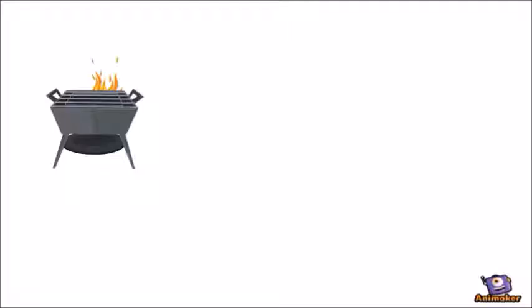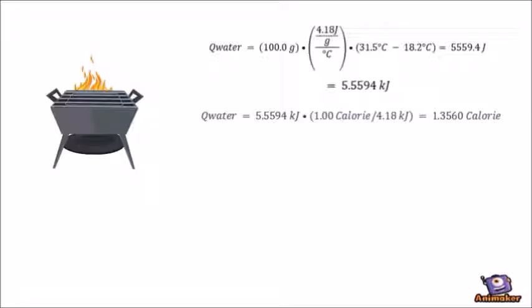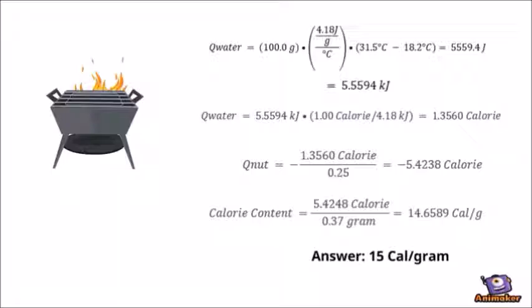Using the formula heat of the water equals mass times specific heat times change in temperature of water, multiply 100 grams times 4.18 joules per gram per degree Celsius by the quantity 31.5 degrees Celsius minus 18.2 degrees Celsius. The heat of the water would be 5.5594 kilojoules. To find the calorie, use the idea that 1 calorie equals 4.18 joules, and that would give us 1.356 calories. Since the energy absorbed by the water is 1/4 of the energy released by the nut, we will divide negative 1.356 calorie by 0.25, giving us a calorie of negative 5.4238.